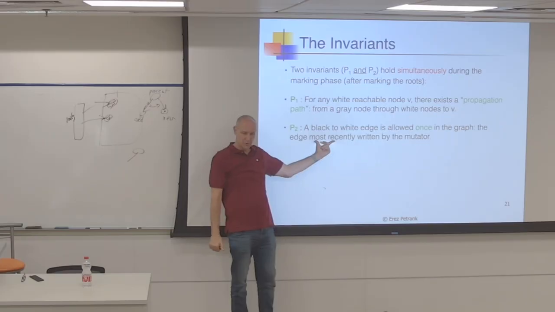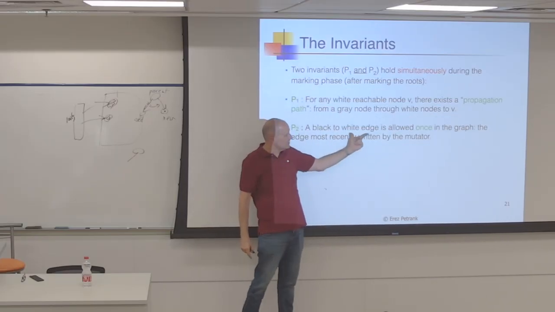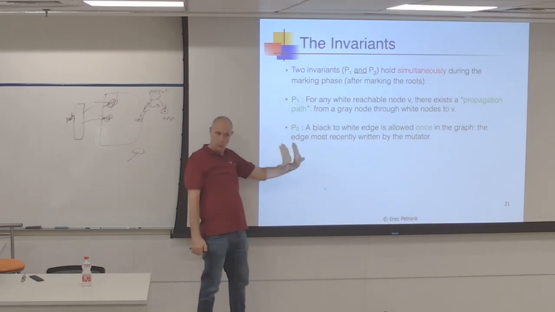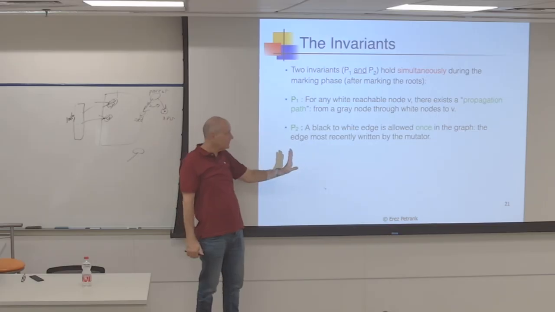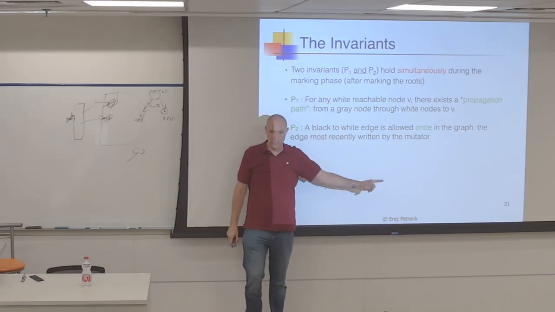Let's start with P2 because it's similar to what we had. We'll say there is only one black to white edge in the graph. Only one. We allow one, but only one. And it's the one most recently written by the mutator.